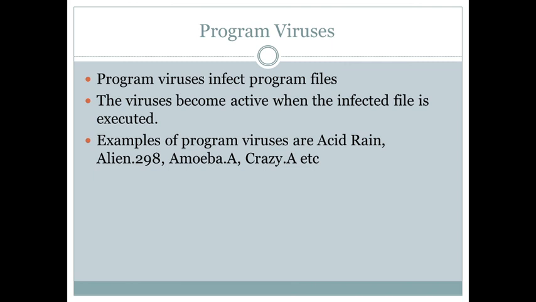Examples of program viruses are Acid Rain, Alien.298, Amoeba.a, Crazy.a, Umbrella.3173, and Sunday. These are all names of program viruses. Such kinds of viruses can affect your files.